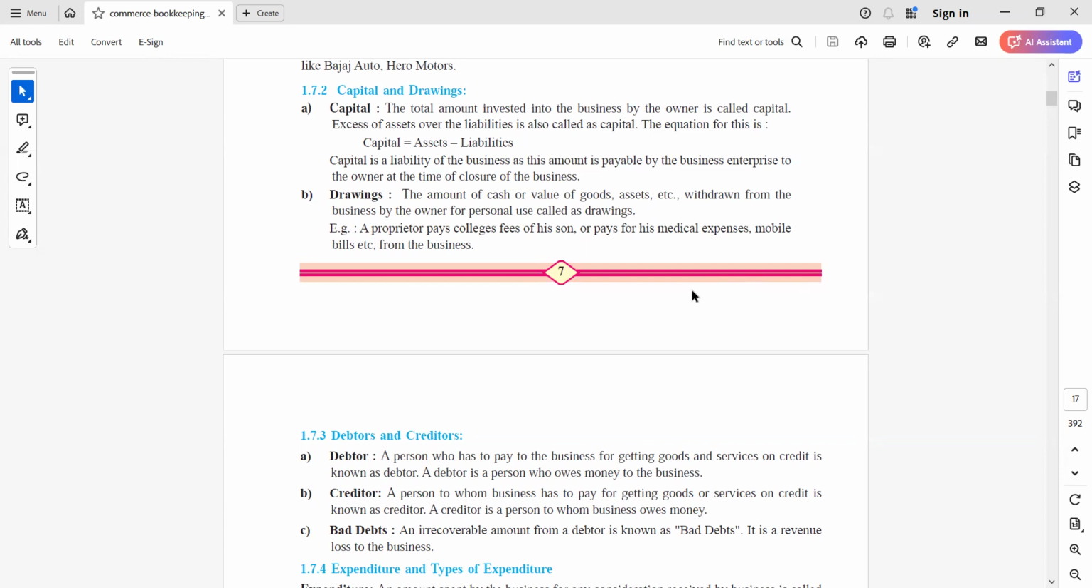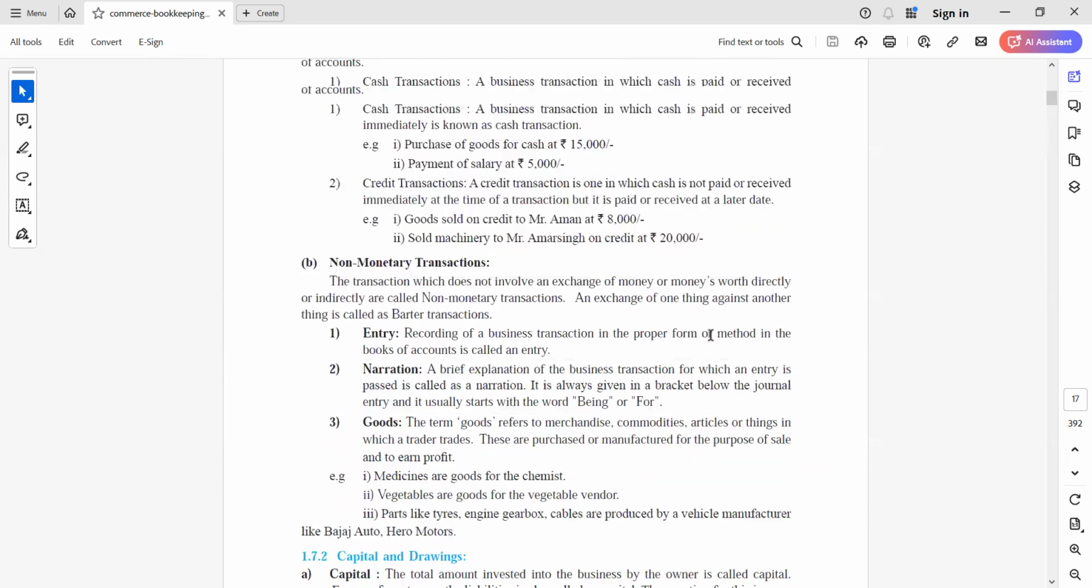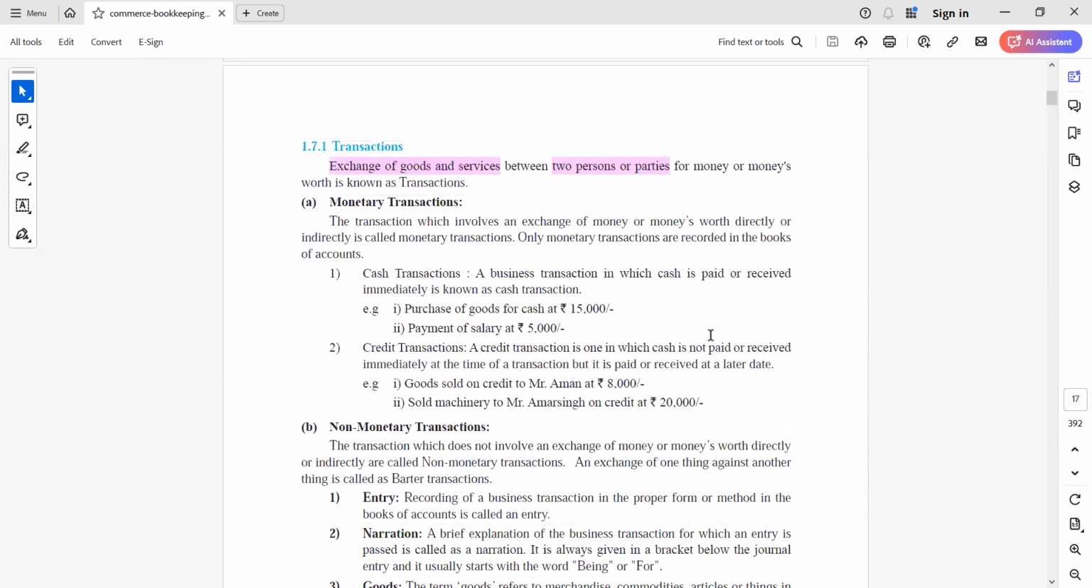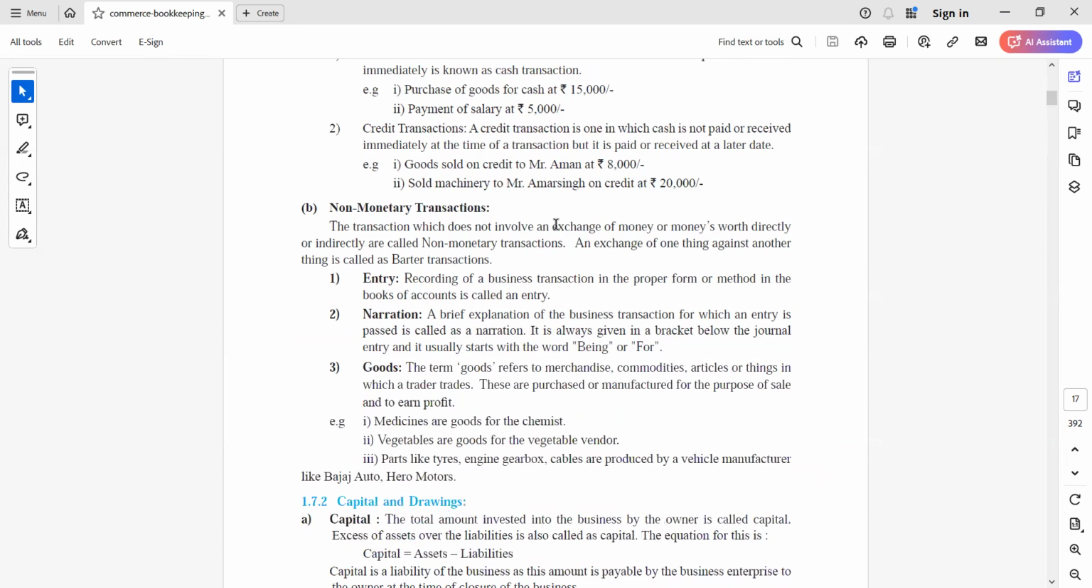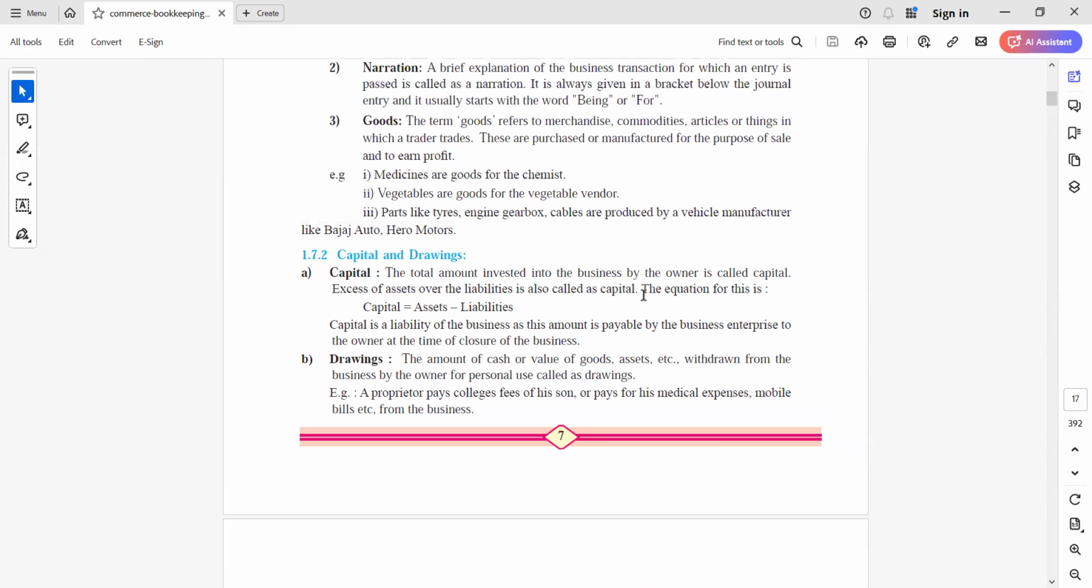This is our fourth lecture on chapter 1. In the last lecture, we covered the last topic, transaction. It was monetary transaction and non-monetary transaction. Now let's focus on chapter 1.7, capital and drawing. Okay.